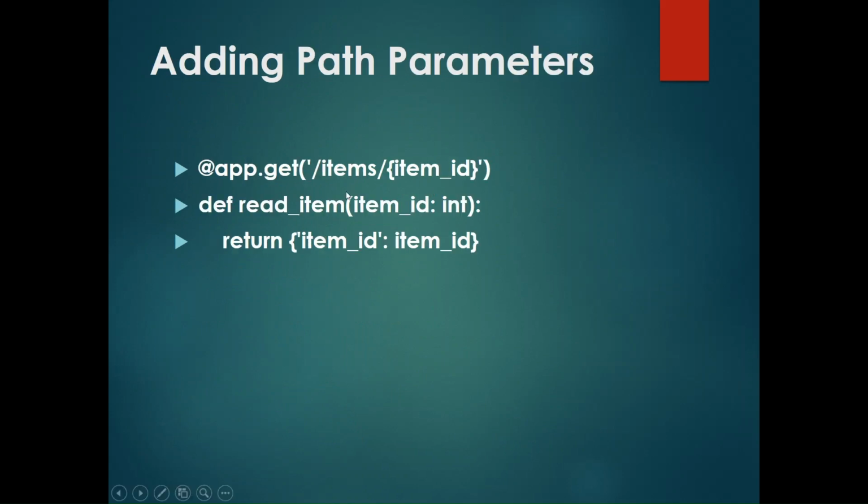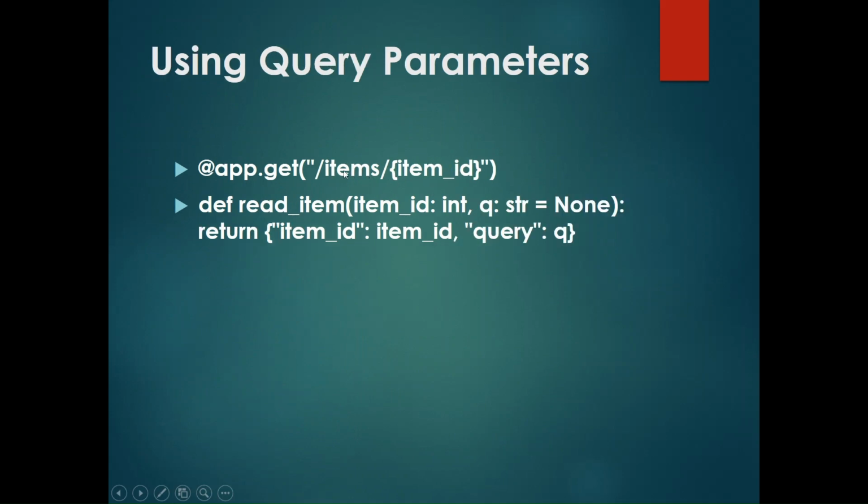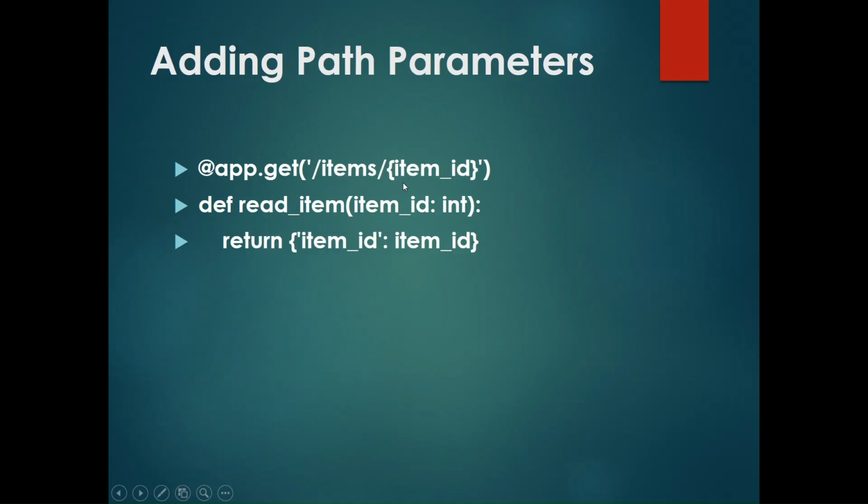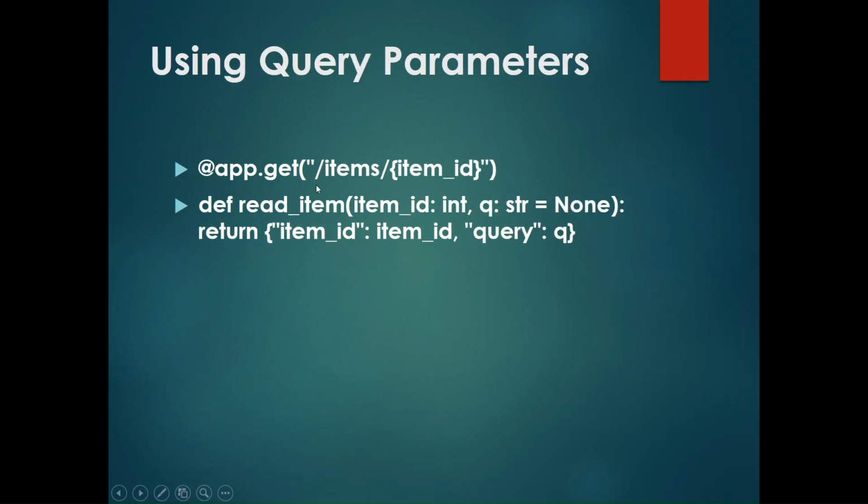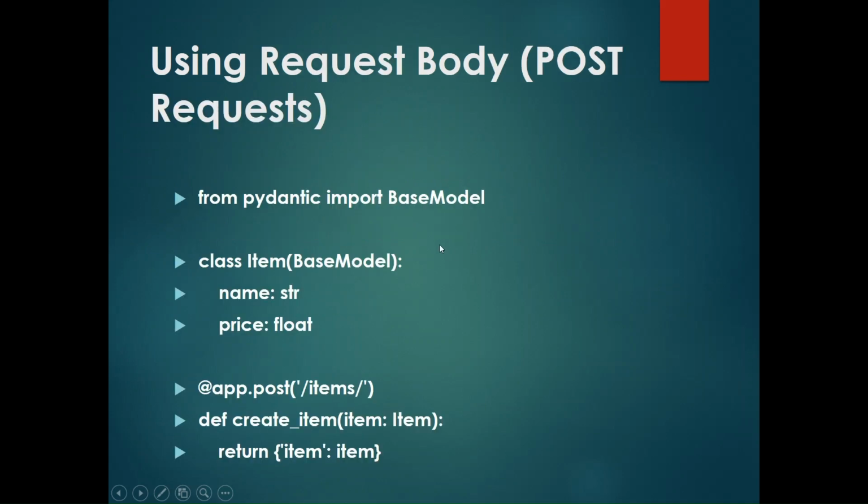Then adding the path parameter, you can see, guys, here we are adding the path parameter, this items and item ID. So how it will work, that also we will see. Even we will see the query parameters also. You can see, guys, here we have given one query. You can see this query is a string, so how it will work, that also we will see.